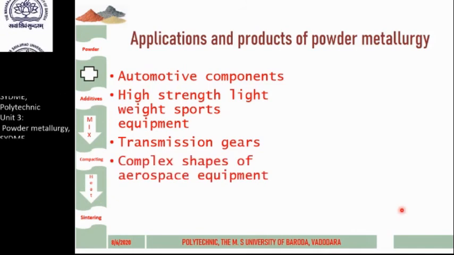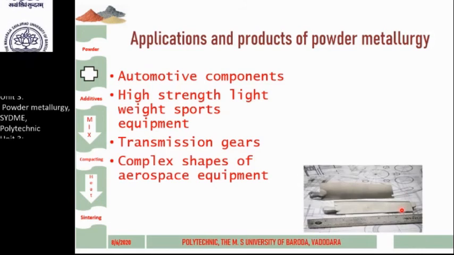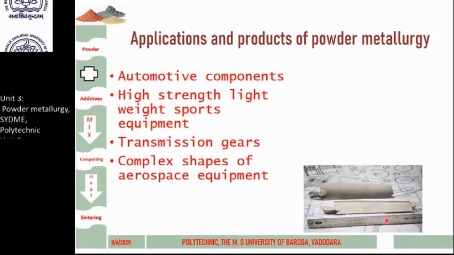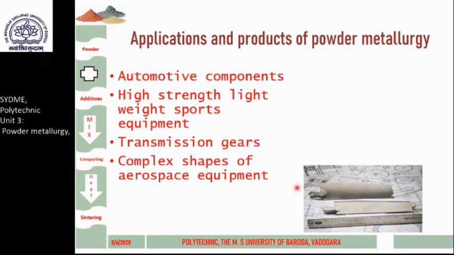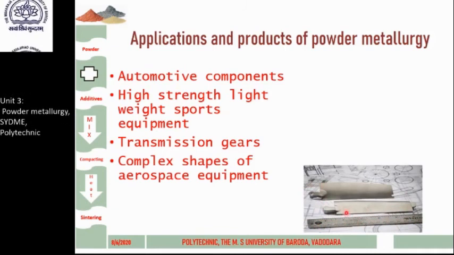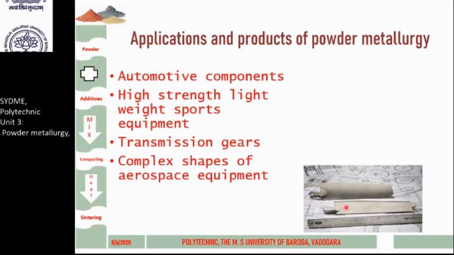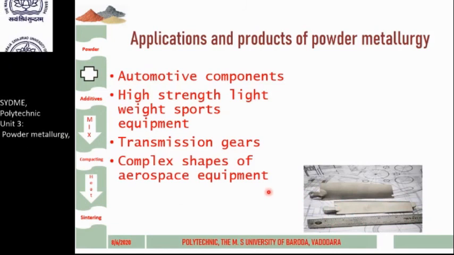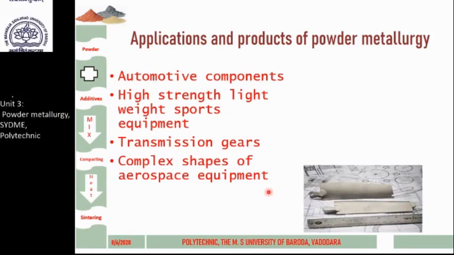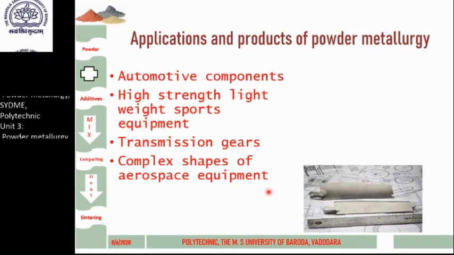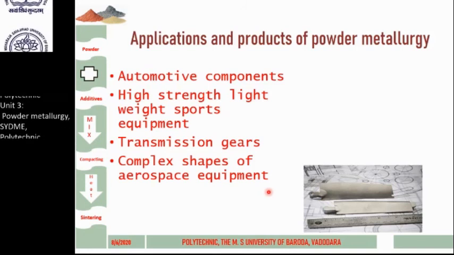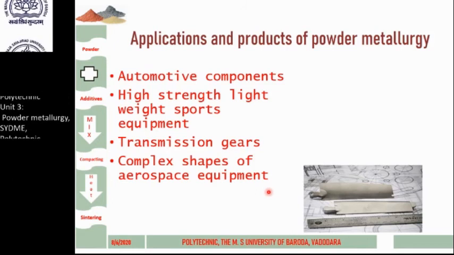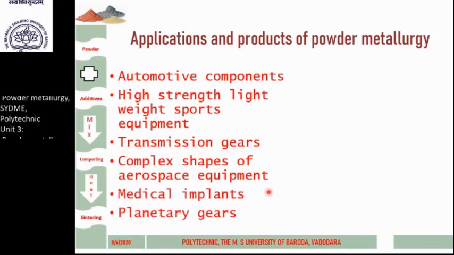Then complex shapes that are used in aerospace equipment. You see the scale is shown over here. You see the size. It is around 5 inch only. And it has a number of features. It has a specific geometry which is very difficult to machine and maintain throughout. So powder metallurgy helps us in manufacturing such shapes and such objects in large number with a great advantage of very low weight, very high strength and large number of production, that is high rate of production.